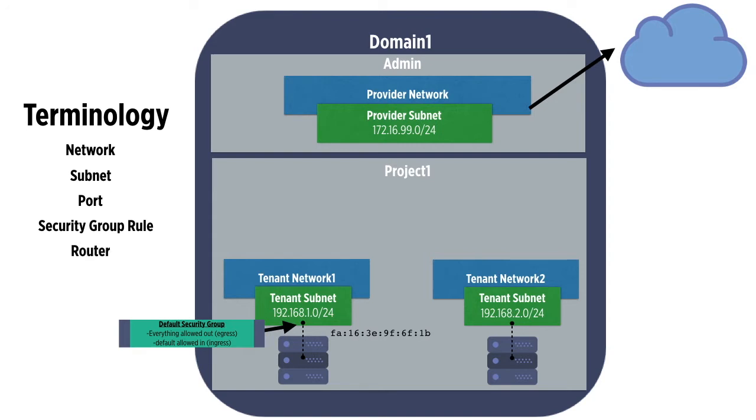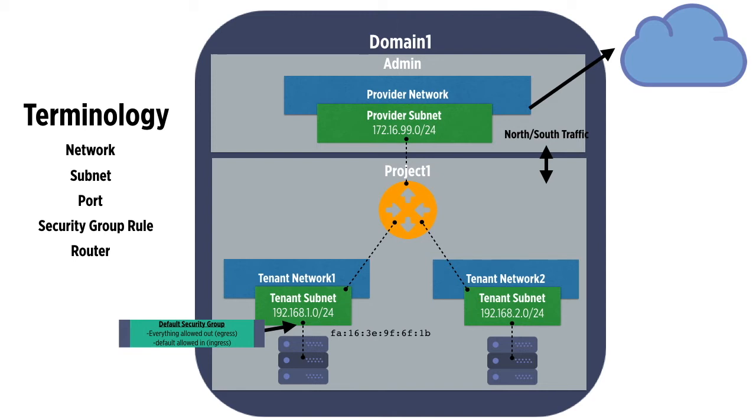Router. Routers allow you to connect two different broadcast domains together. One can then set the gateway of the router to the provider network in order to gain access to something outside of the tenant network, like the internet, or perhaps a resource on a specific VLAN. This is an example of north-south traffic.